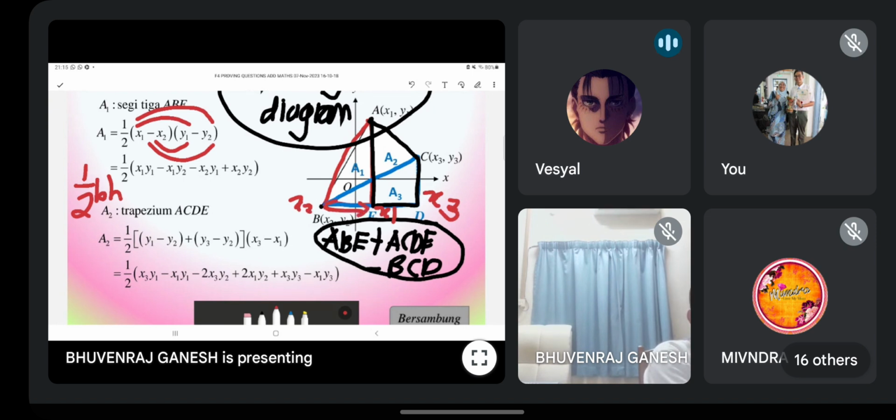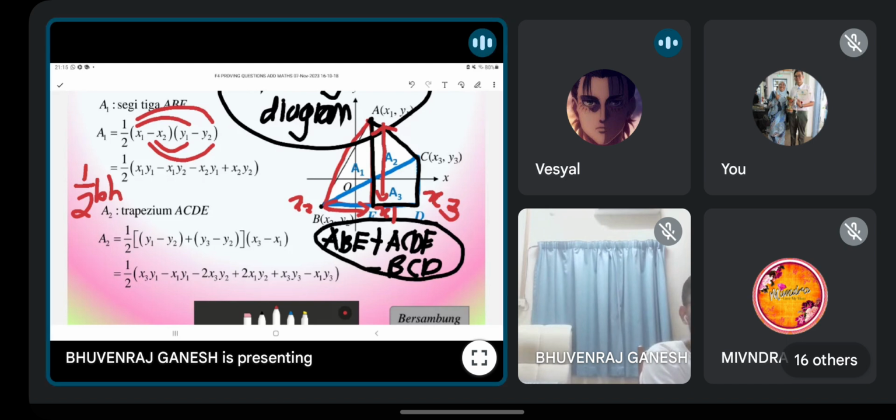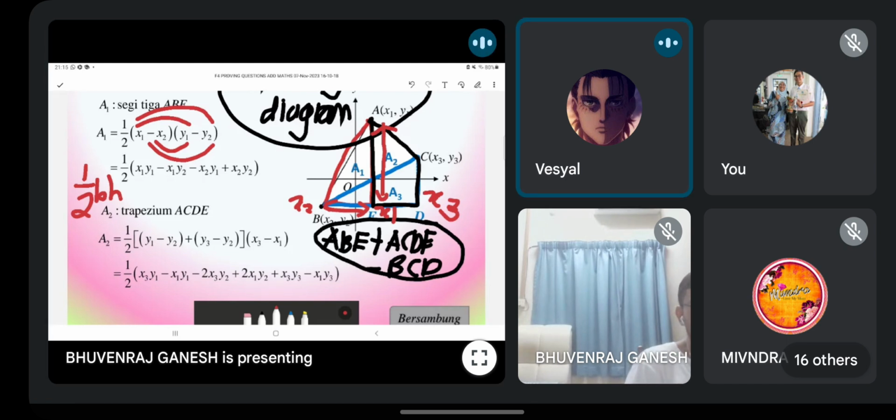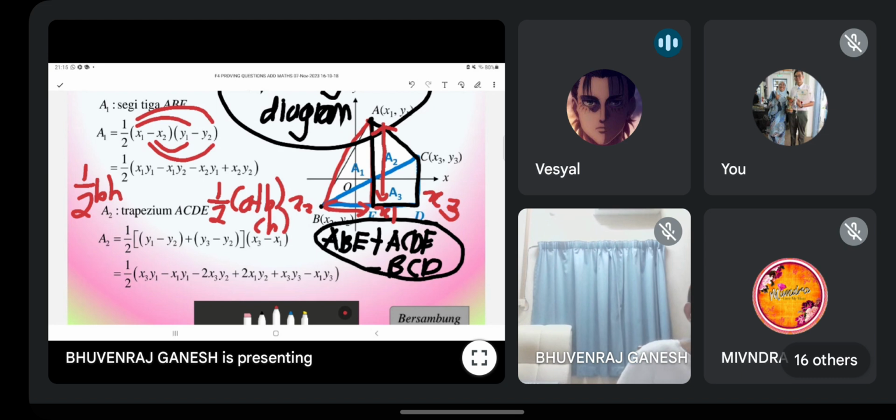Trapezium ACDE, the formula for it. Okay, so there are actually many formulas in NMATs that they won't give. If I'm not mistaken, Buan, can you confirm? They won't give the formula for all the regular shapes. Correct, Buan? Yeah, they won't give. So you must actually know this formula for trapezium. If not, you cannot solve it. If you don't know, go memorize. The formula is 1/2 (a plus b) times the height. In a diagram, it will be the short length plus the long length, times the height, divided by 2.